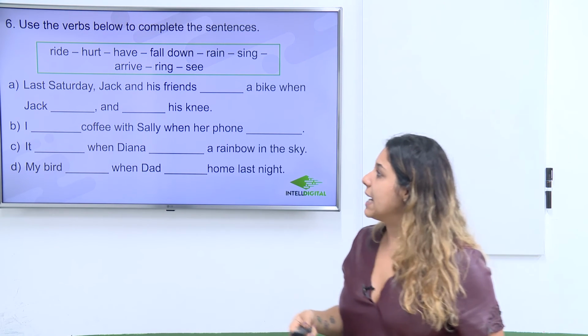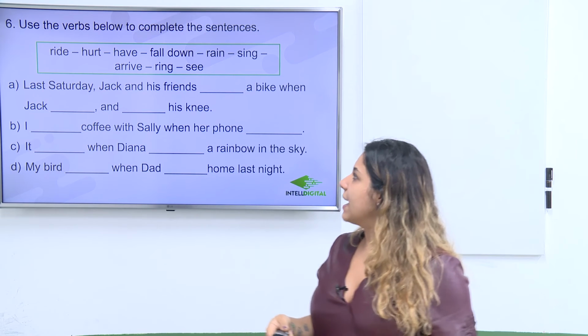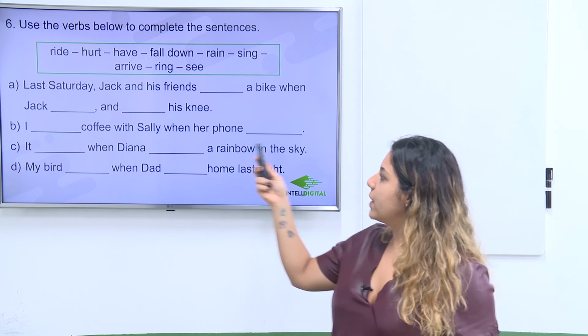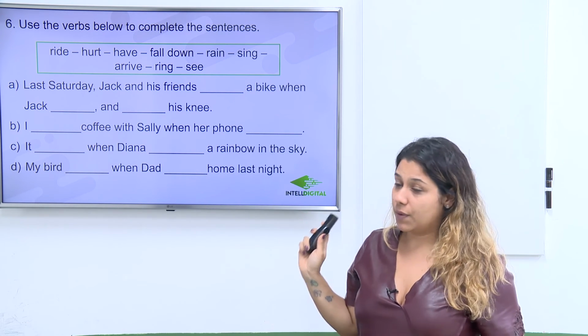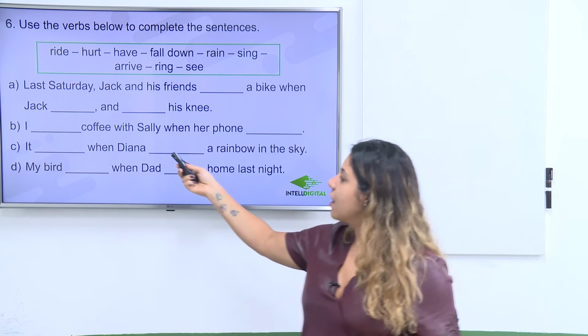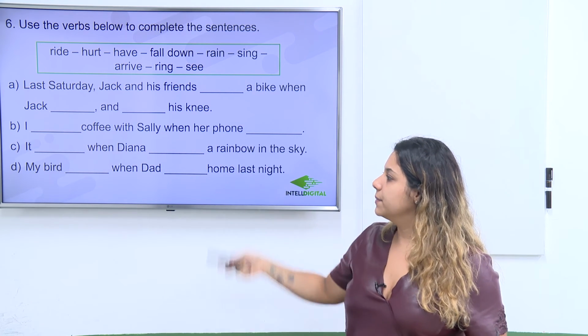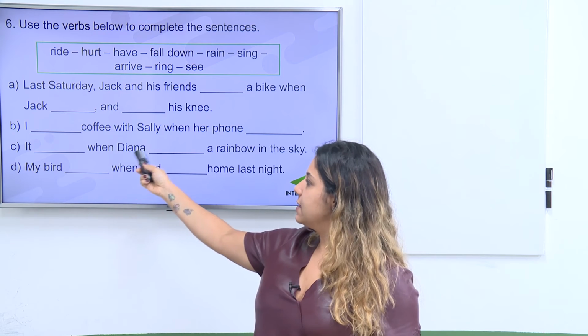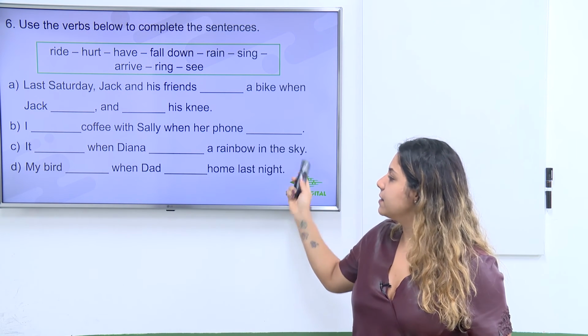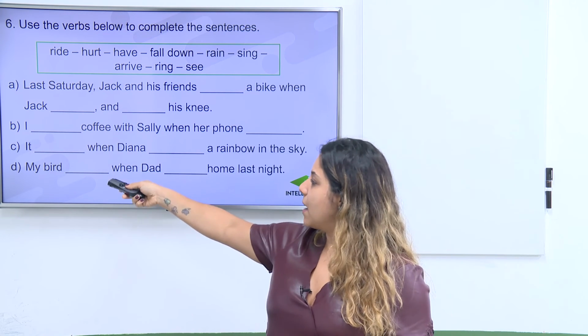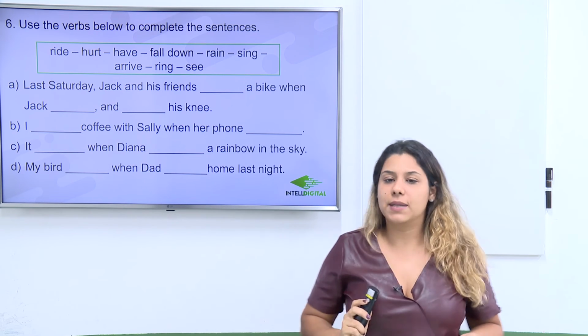So letter A, last Saturday, Jack and his friends a bike when Jack and his knee, okay? B, I coffee with Sally when her phone. C, eat when Diana a rainbow in the sky. And D, my bird when dad home last night.